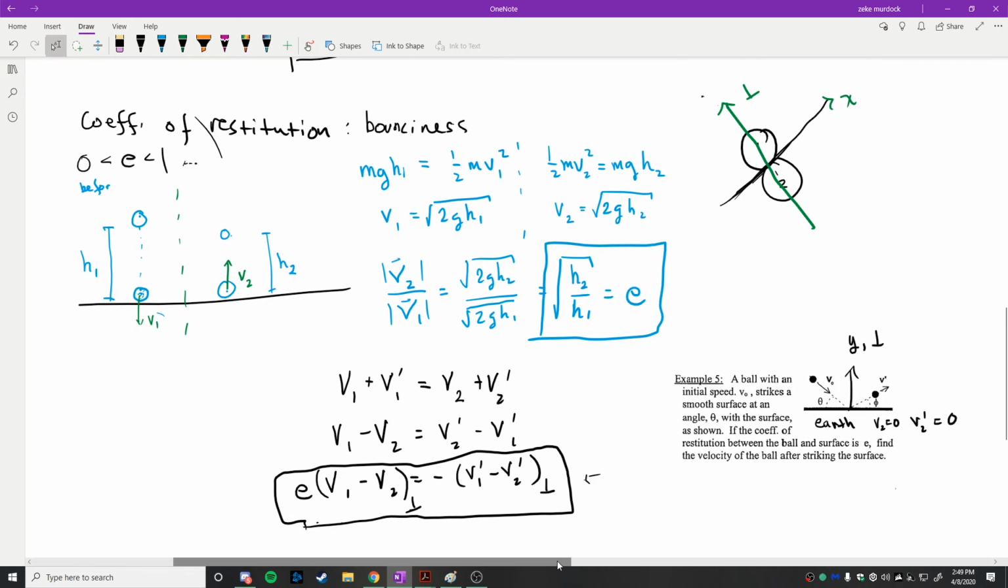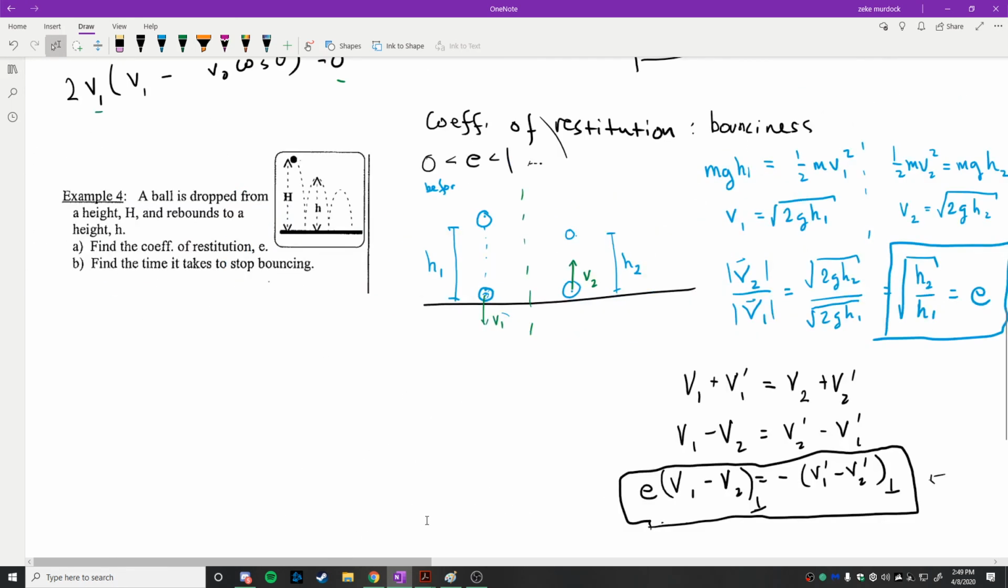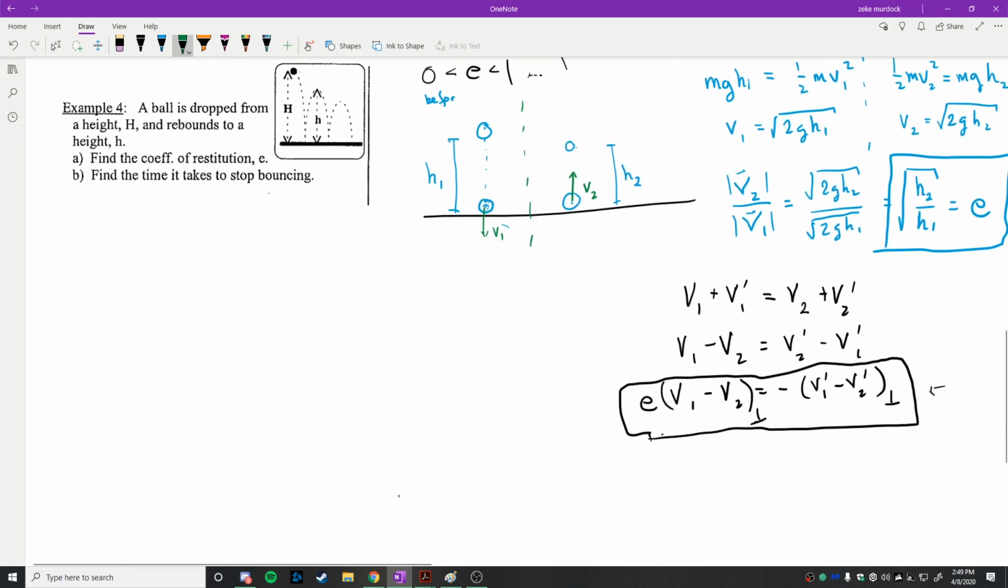So let's look at how this can be used to solve a problem, okay? This is going to be the equation we're going to use, but we're going to do a one-dimensional problem first because it often helps to start off with something simple. Plus, this problem is genuinely very cool. All right, so a ball is dropped from a height h. We're going to change this. I don't like the notation here. I didn't write this problem, but a ball is dropped from a height capital H and it rebounds to a height little h. Find the coefficient of restitution E and find the time that it takes to stop bouncing.